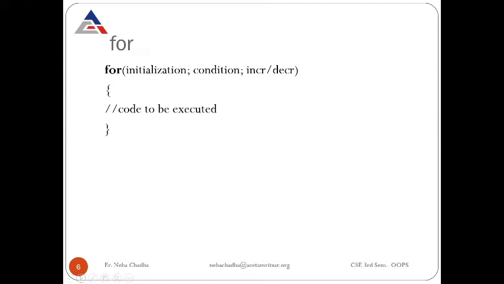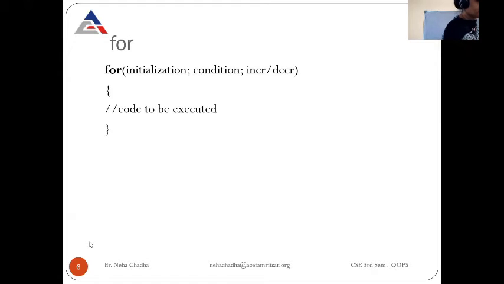Then comes the for loop. In the for loop, we have three parts: initialization, condition, and increment or decrement. It will depend upon you which type of logic you are going to use. First thing, in the for loop syntax, if you are going to use your for loop, then there is an initialization part.